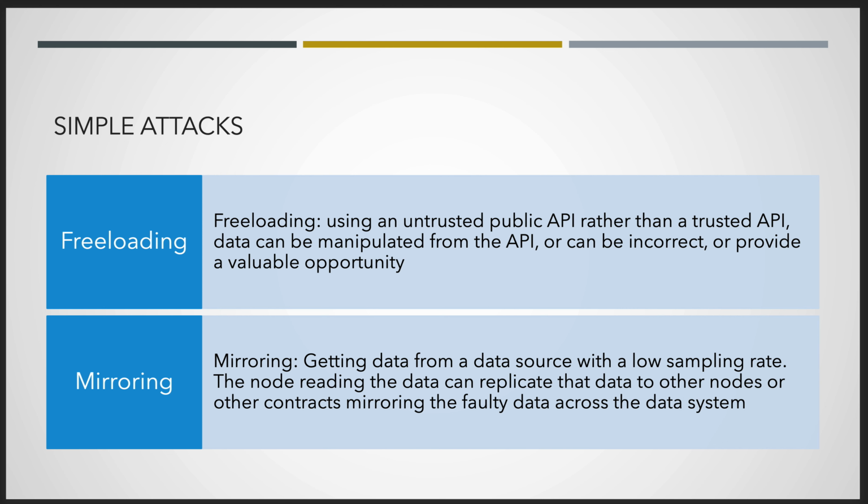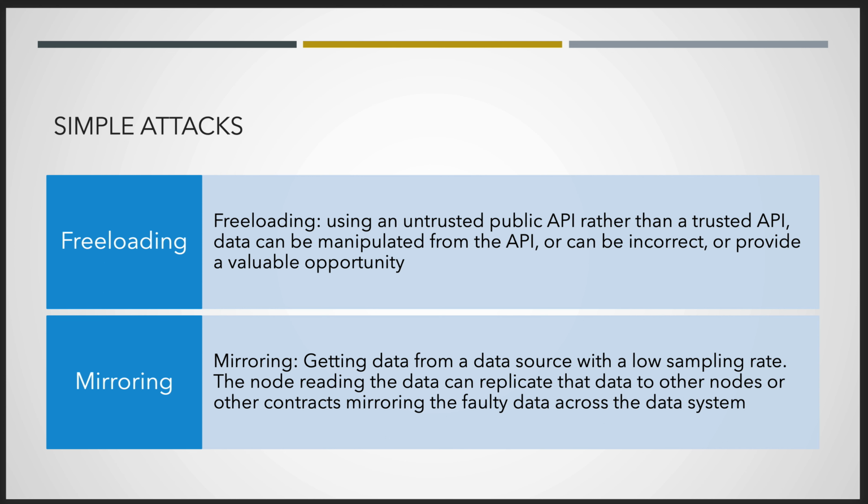And there's a couple of really simple attacks on this: freeloading and mirroring. Right? Freeloading, basically, I'm going to use an untrusted public API. I don't want to pay for any kind of subscription costs. I just want some data. I'm not going to worry about who's providing it. I just want to freeload off somebody, and the data coming in off that API can be manipulated, it can be incorrect, and it can provide a really valuable opportunity to a person that wants to clean out your liquidity pool.